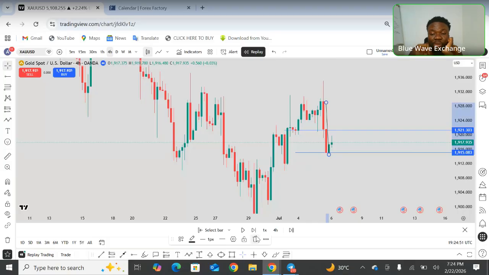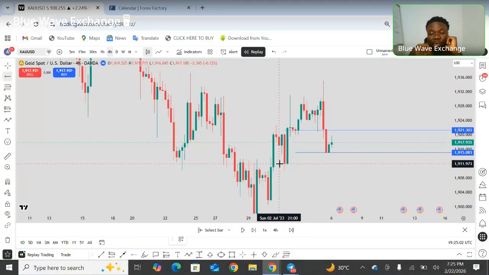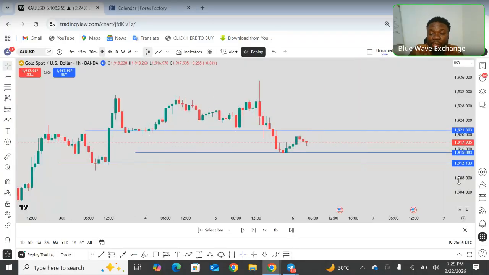And at the same time, if I get a clean buy setup, I'll be looking for a buy. So we have a rejection level over here. So let's move to the landing session and see what time this is.